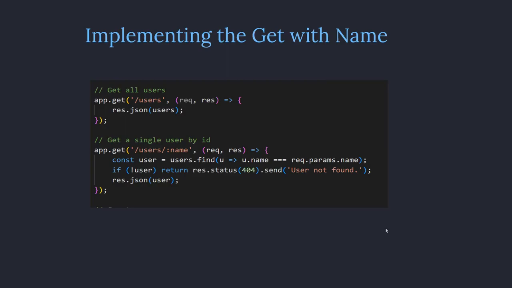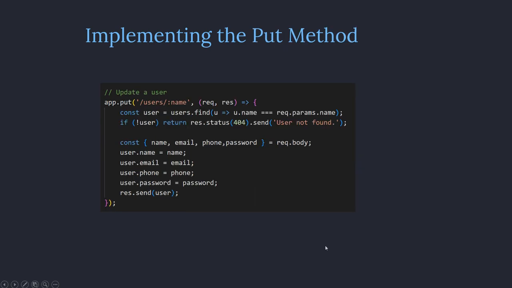Let's update our user REST API with the name. Earlier, we were getting all the users. Now, we'll update our API to get a user with a specific name. And apart from this, we are going to update our REST API to include updating a user.